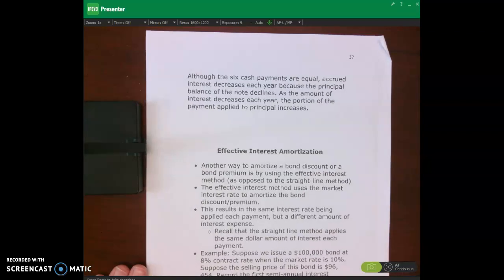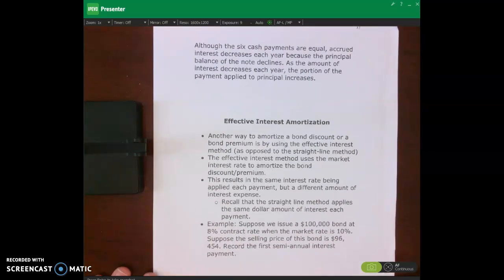So in the next lecture video, I'm going to talk about the effective interest amortization, leases, and then do some additional problems, okay? Thank you so much.